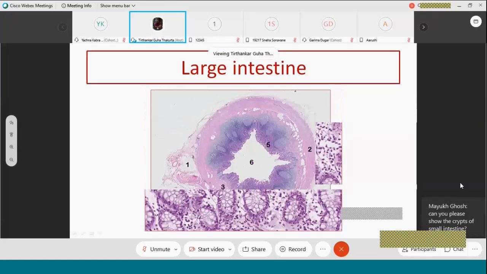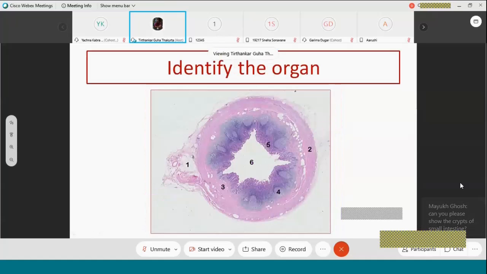Identify this organ. Very good. This was actually very easy. This is such a small organ that the cross-section can be seen as a whole. And there is a central lumen and 4 layers of the gut. There is the mucosa, the submucosa containing lymphoid follicles, muscle layer, and the outer very thin layer that you can see is the serous layer.